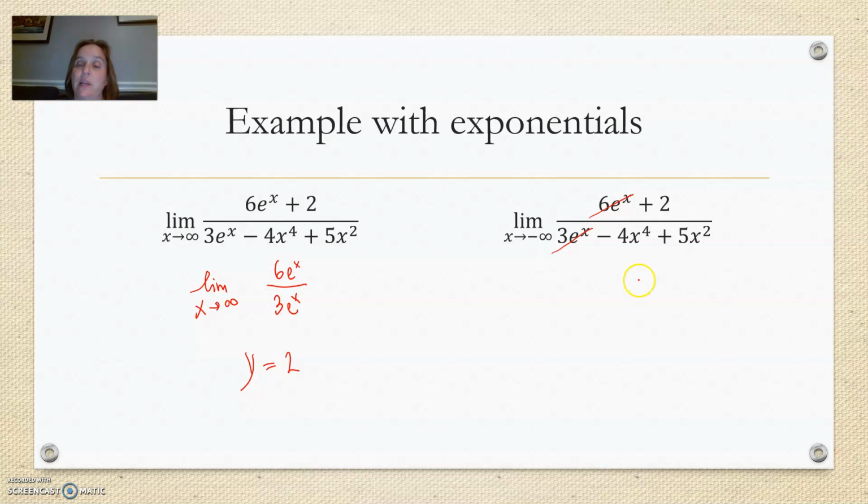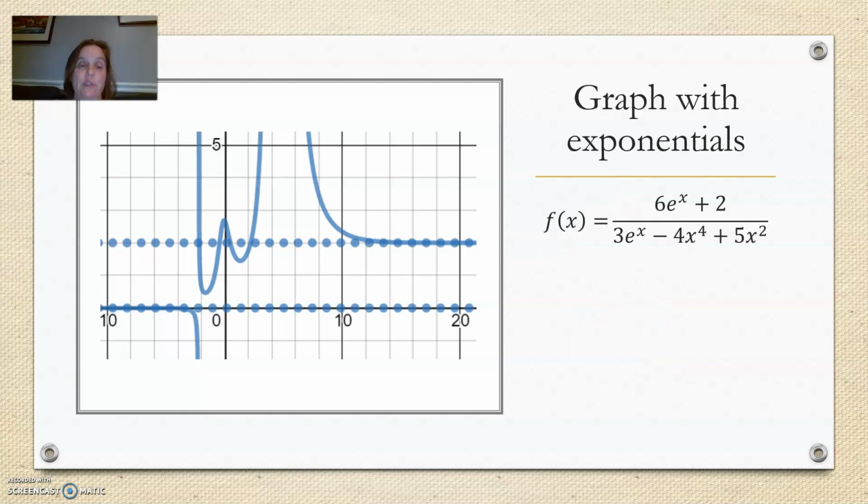And then if I look at going out towards negative infinity, these terms are going to be basically 0, and so I have 2 over negative 4x to the fourth would be my dominant terms. And so in the negative direction, my asymptote would be at y equals 0, because again, my degree is higher in the denominator. Here's a picture of what that graph looks like.